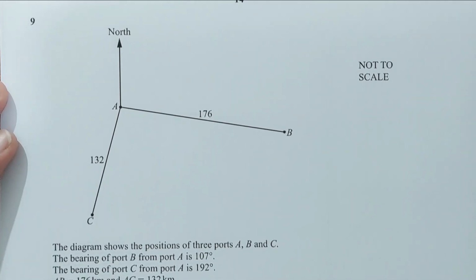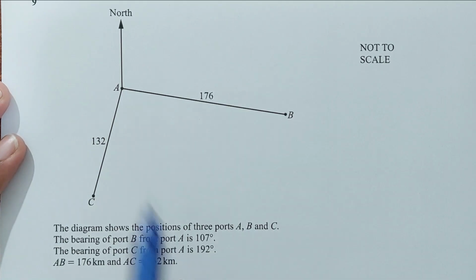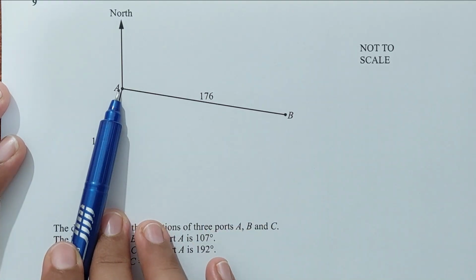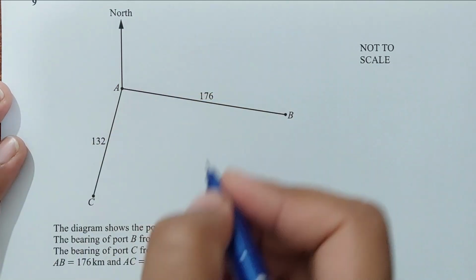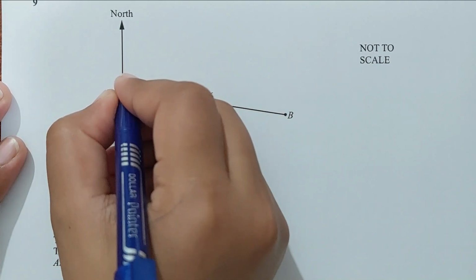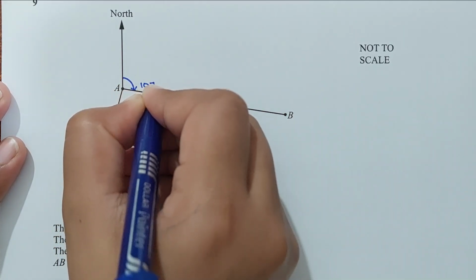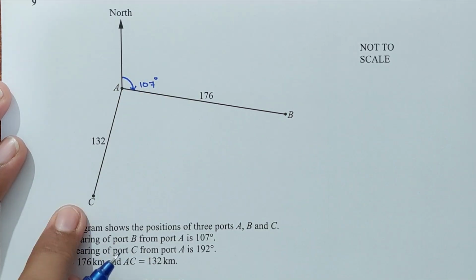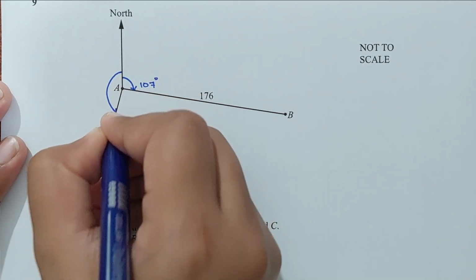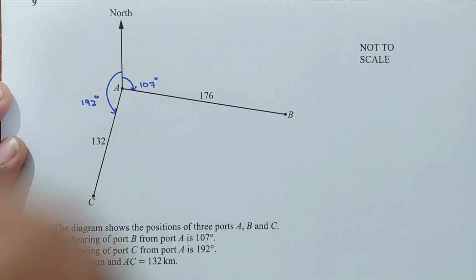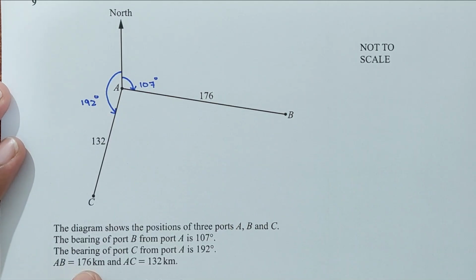Question number 9. The diagram shows the positions of 3 ports A, B and C. The bearing of port B from port A is 107 degrees. This angle is 107 degrees. The bearing of port C from port A is 192 degrees. This angle from A to C is 192 degrees. AB is 176 kilometers, AC is 132 kilometers.